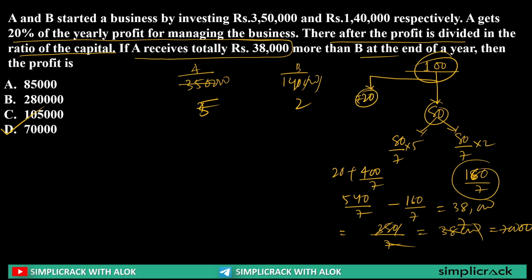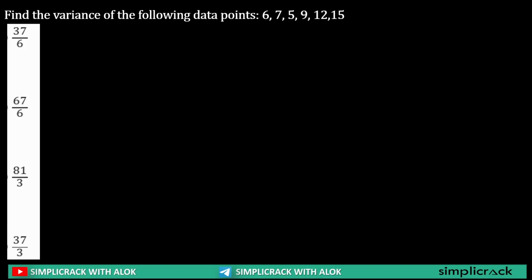70,000. Okay. So this is the simplest question, but you need to understand the language here. Total profit divided after the 20% and the receipt totally. Clear? Yes. Now, find the variance of the following data.